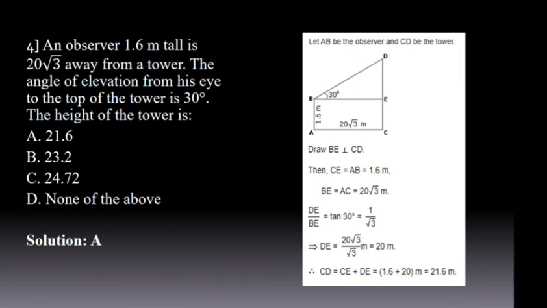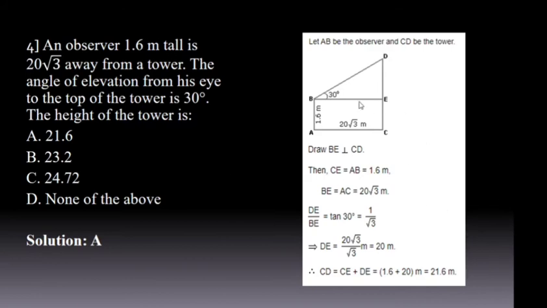Okay, the next one, fourth one. An observer 1.6 meter tall is 20√3 away from a tower. The angle of elevation from his eye to the top of the tower is 30 degree. The height of the tower is. Okay, so here now what is given? The height of the observer is also given. Okay, so when you are going to draw the figure, you have to keep that in mind: when you are going to show the observer, you have to show the height of that observer.